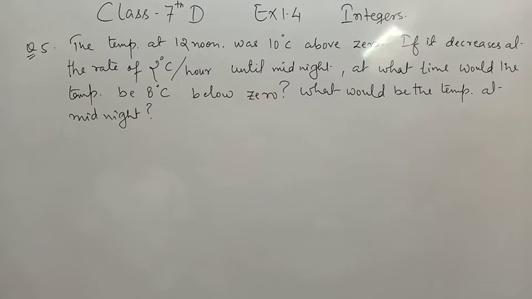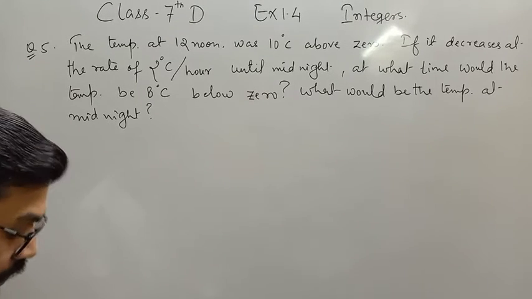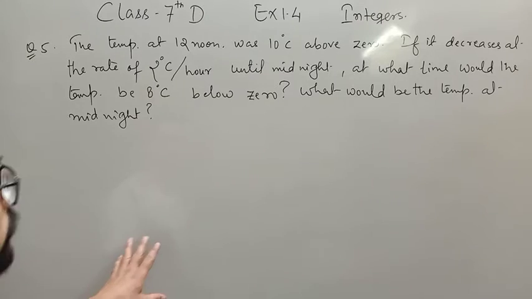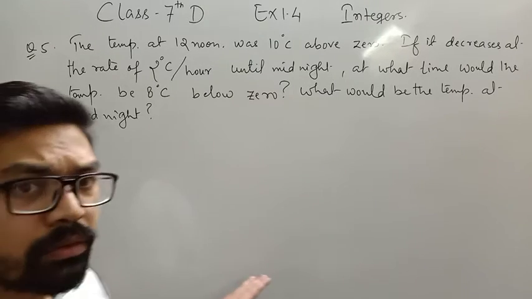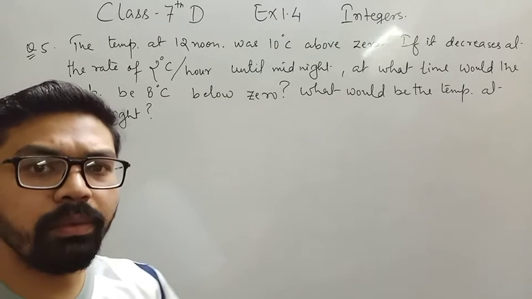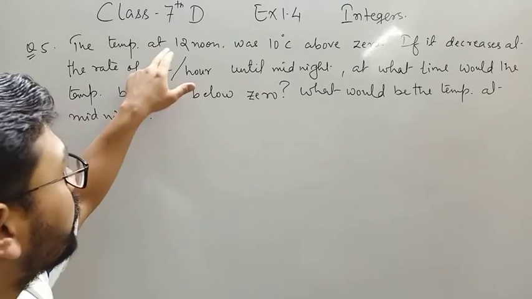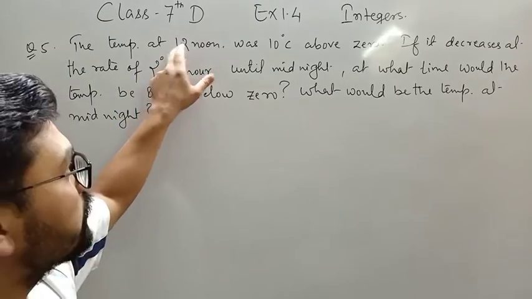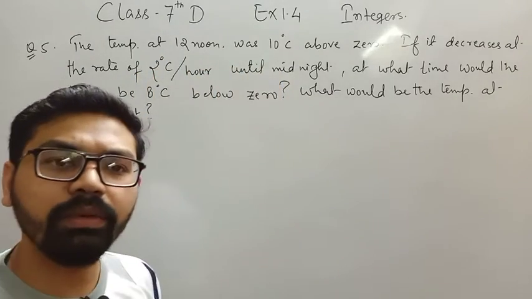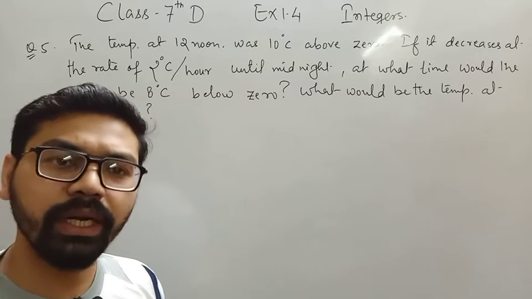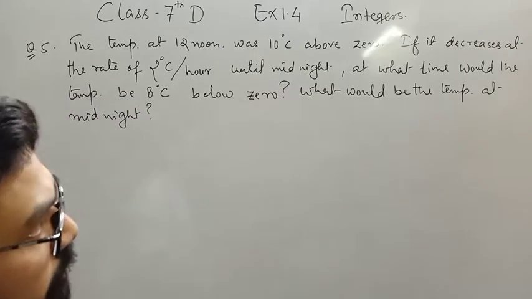Okay, now this is a very important question and a very good question. Question number 5. The temperature at 12 noon was 10 degree Celsius above 0. That means at 12 noon, the temperature was 10 degree Celsius, okay?